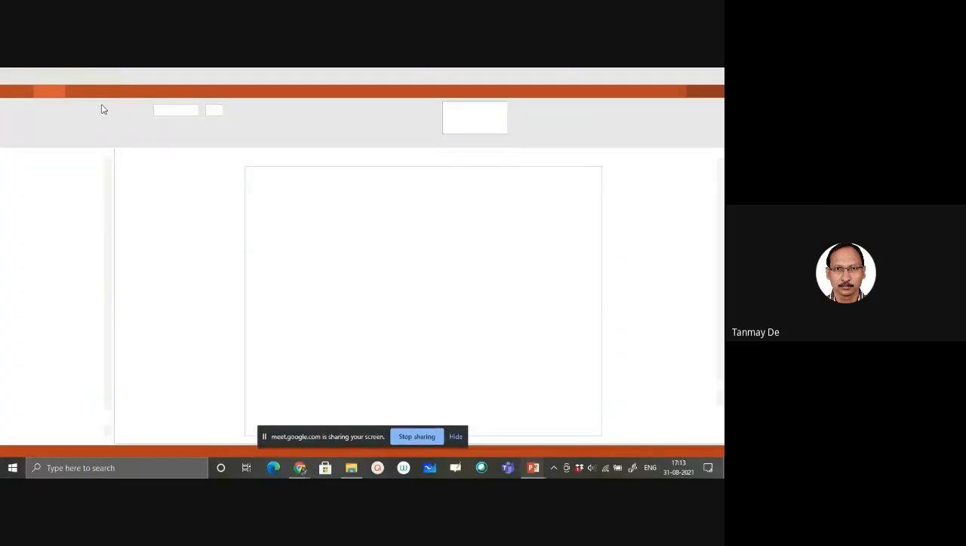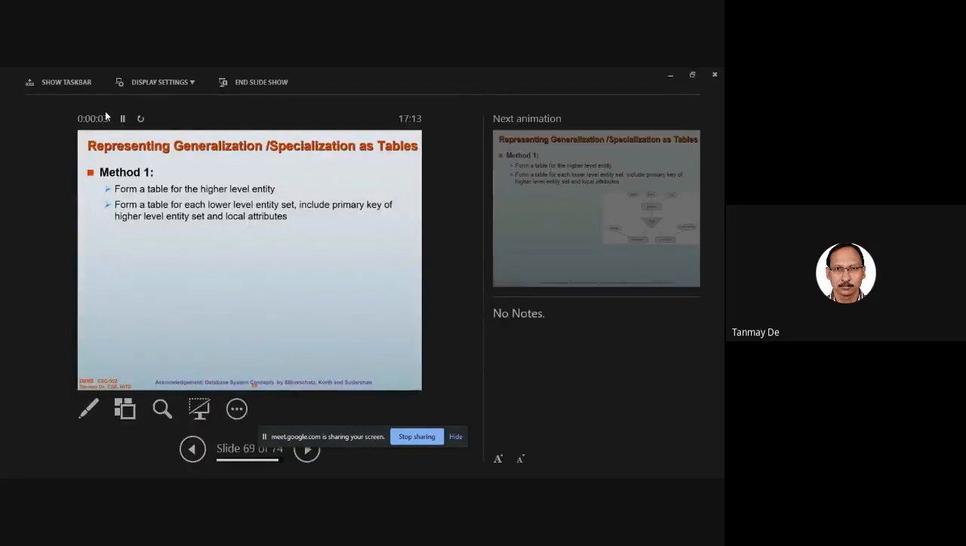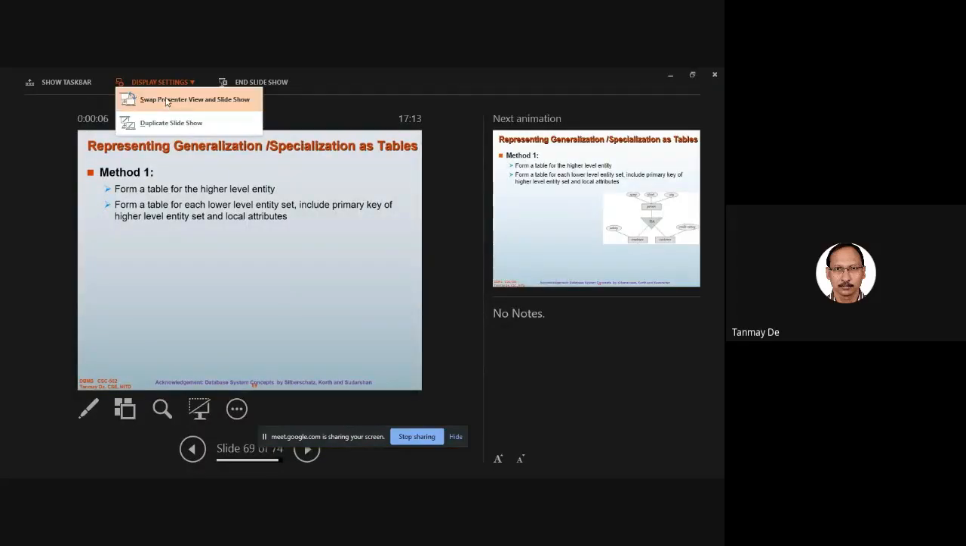A small portion of the ER diagram is left, so I can complete that first.